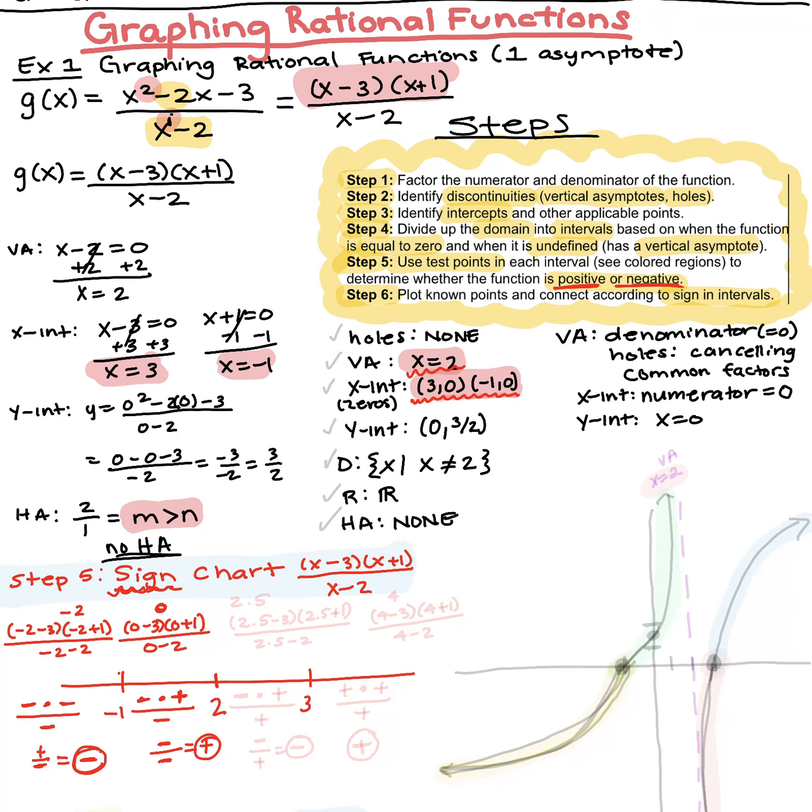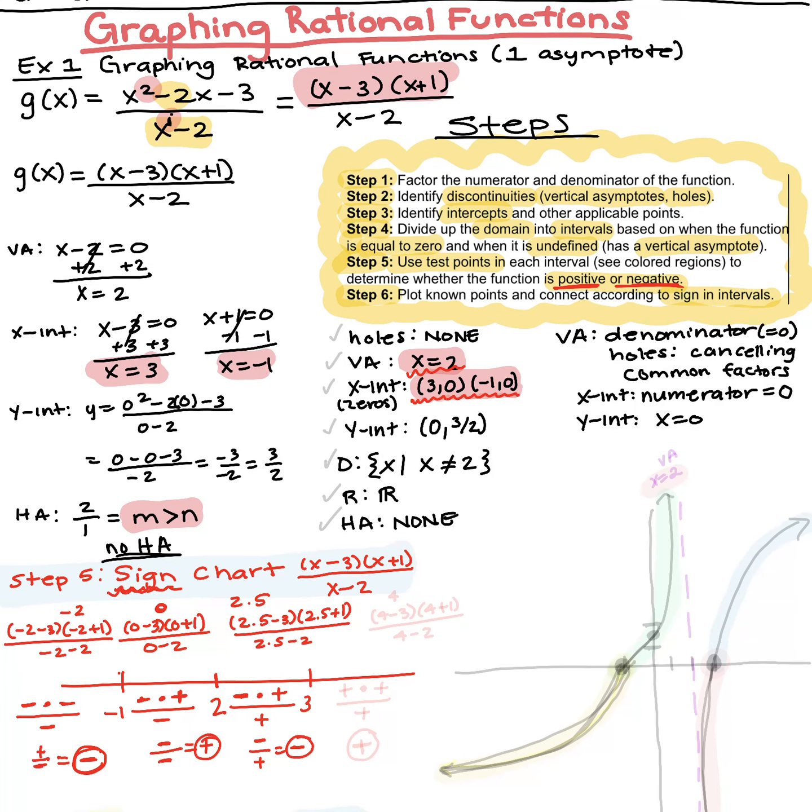Okay, guys? And now we have to pick something between 2 and 3. Obviously, there is no whole number between 2 and 3, so you do have to pick a fraction. So I'm going to pick 2.5. So I'm going to get 2.5 minus 3 times 2.5 plus 1 times 2.5 minus 2. So 2.5 minus 3 is going to give me a -0.5. And then 2.5 plus 1 is going to give me a positive. 2.5 minus 2 is still going to give me a positive. So I'm going to have a negative times a positive, which is a negative, divided by a positive, which at the end of the day is going to give me a negative.